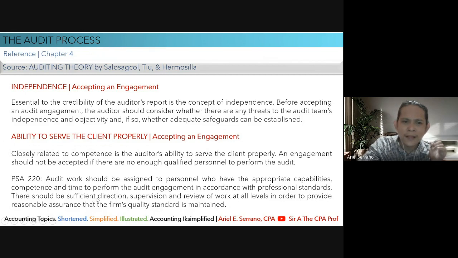Remember, are you familiar with the terms? Nabanggit natin ito sa mga previous video lectures natin. We defined direction, supervision, and even the review of work at all levels in order to provide reasonable assurance that the firm's quality standard is maintained. Okay? We want to maintain yung system of quality control. So, quality standard is very important to us.